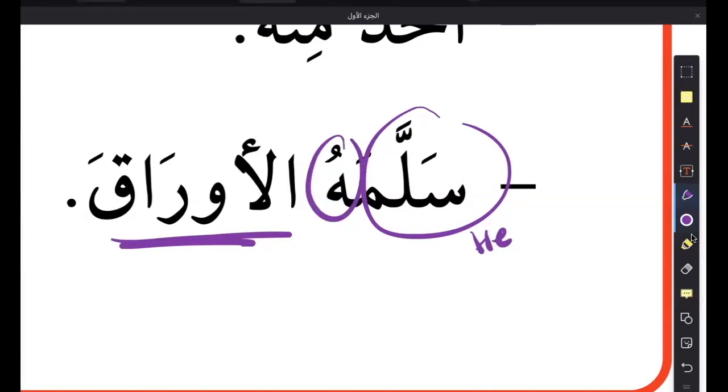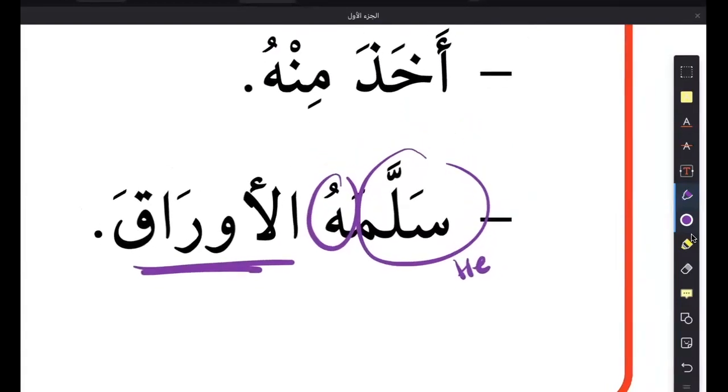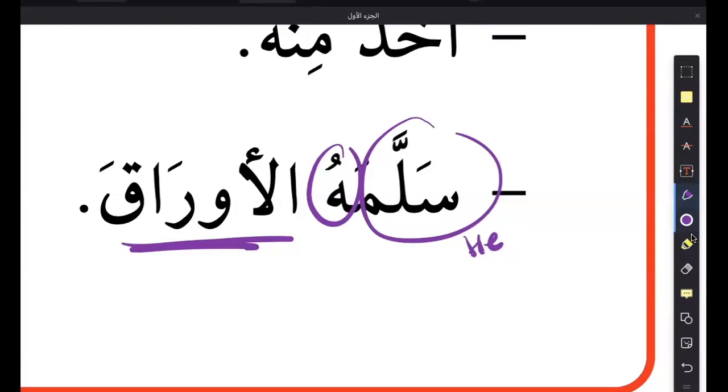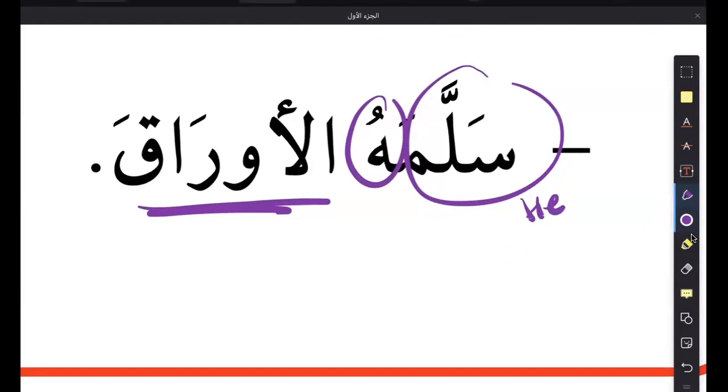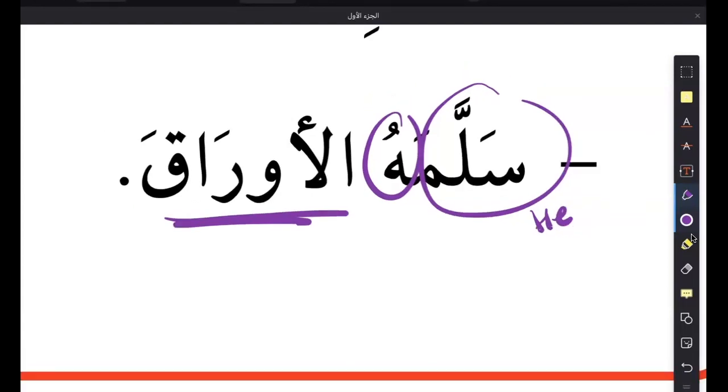Does the bab make it need two objects? There's no specific bab, patterns or any types of ruling which one needs double object or not. You will learn them. There aren't many, but some verbs also take three maf'ulat, three objects. Some of them are af'alul qulub.